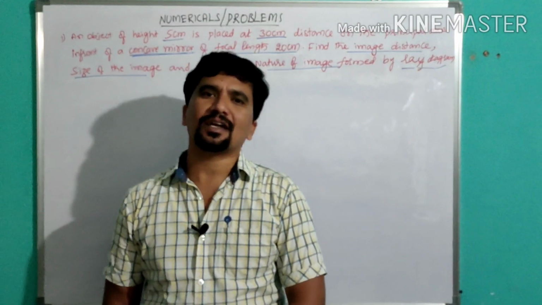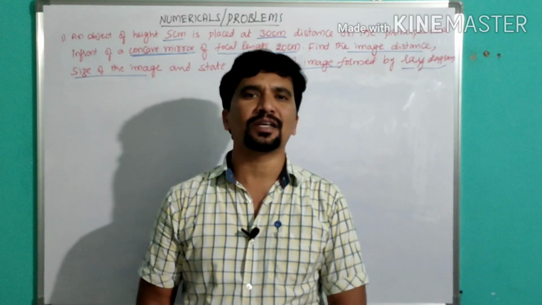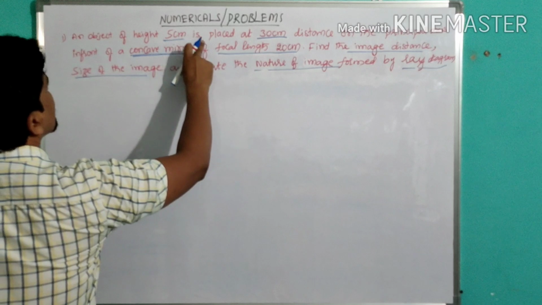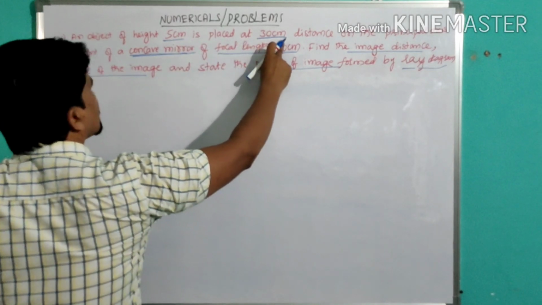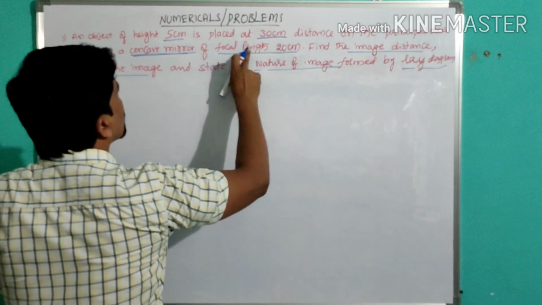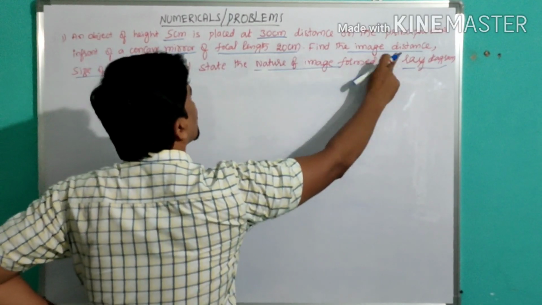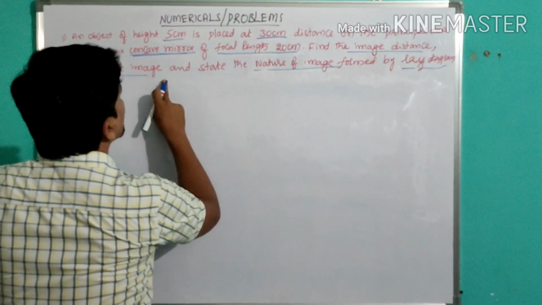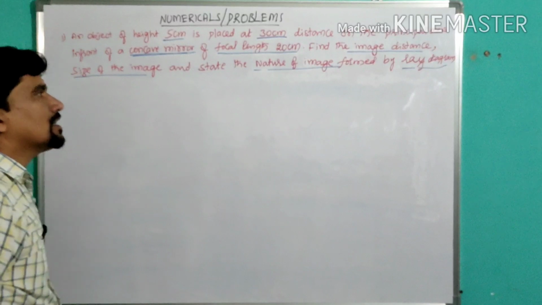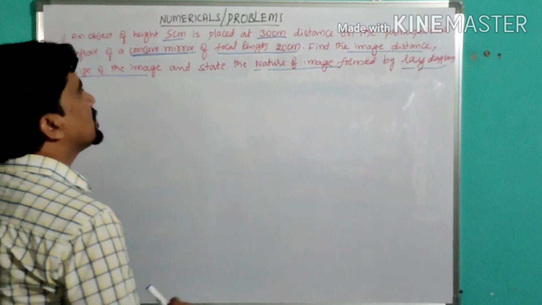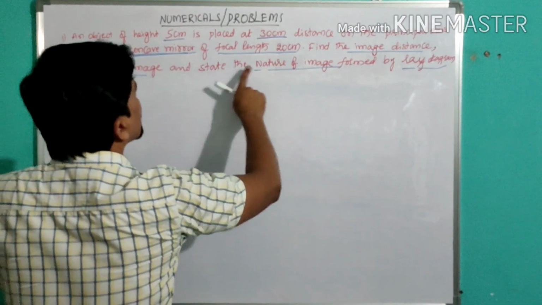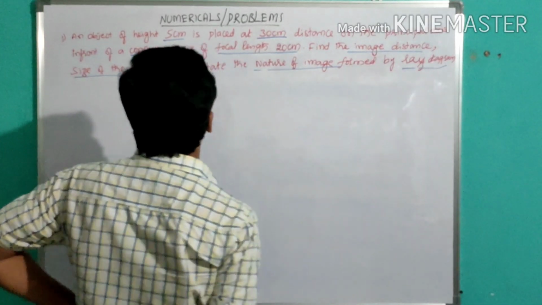Let us start the numericals or problems on spherical mirrors. The first problem is: an object of height 5 cm is placed at 30 cm distance on the principal axis in front of a concave mirror of focal length 20 cm. Find the image distance, size of the image, and state the nature of image formed by ray diagrams. Here there are four questions: image distance, size of the image, nature, and ray diagram.